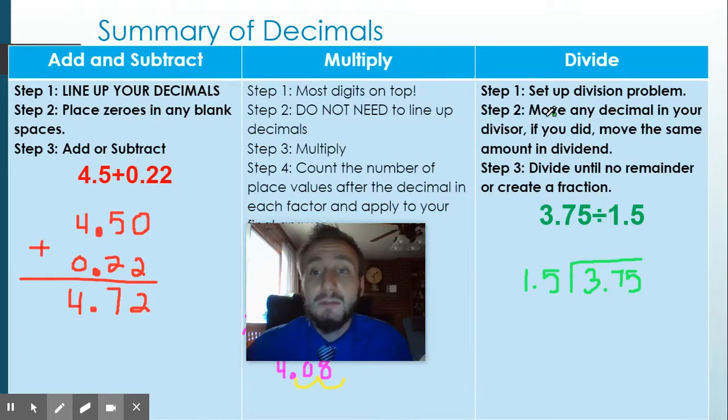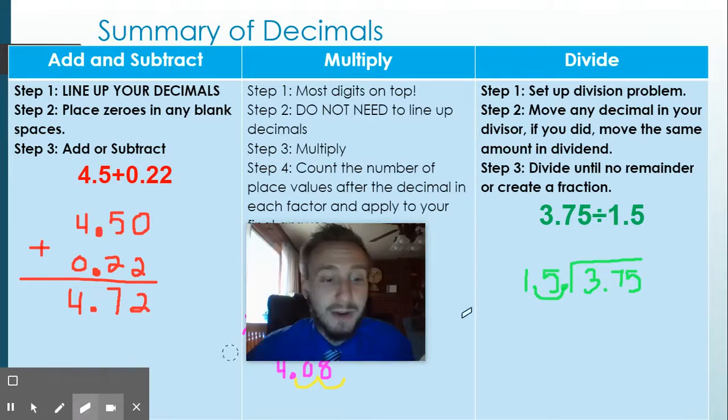Step 2, move any decimal in your divisor, and if you did, you have to move the same amount in your dividend. Okay, so I do have a decimal in my divisor, which means I need to move it however many times to make it a whole number. So I'm going to move it once to the right to make this a 15. So let me erase that.